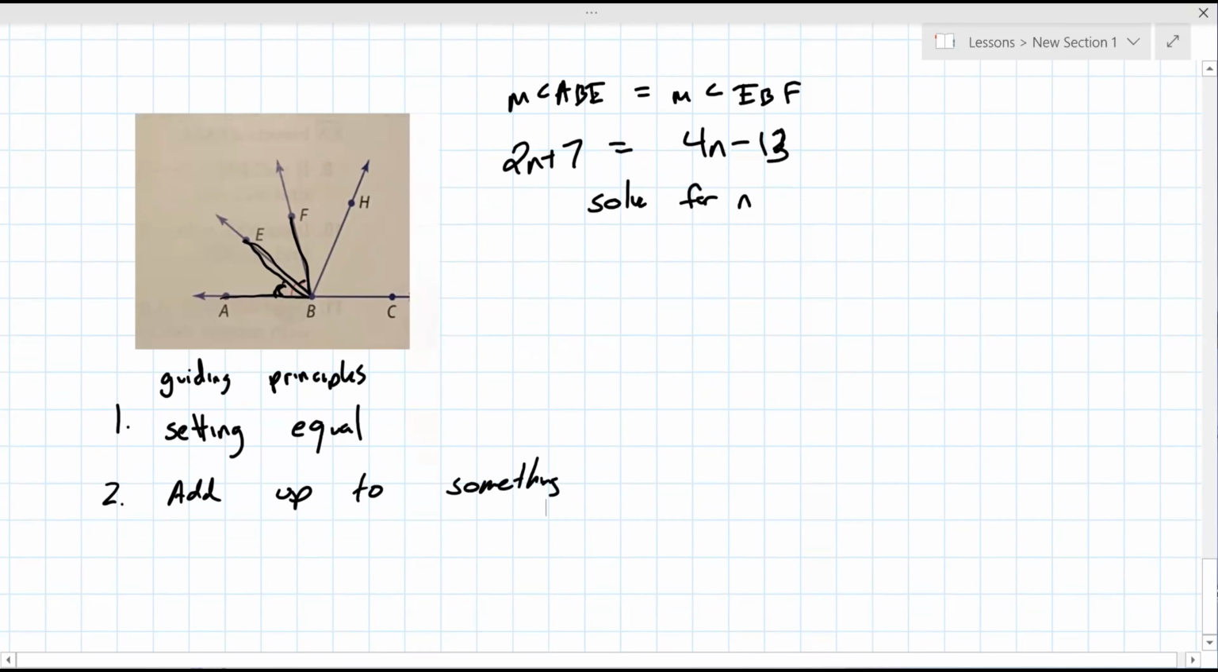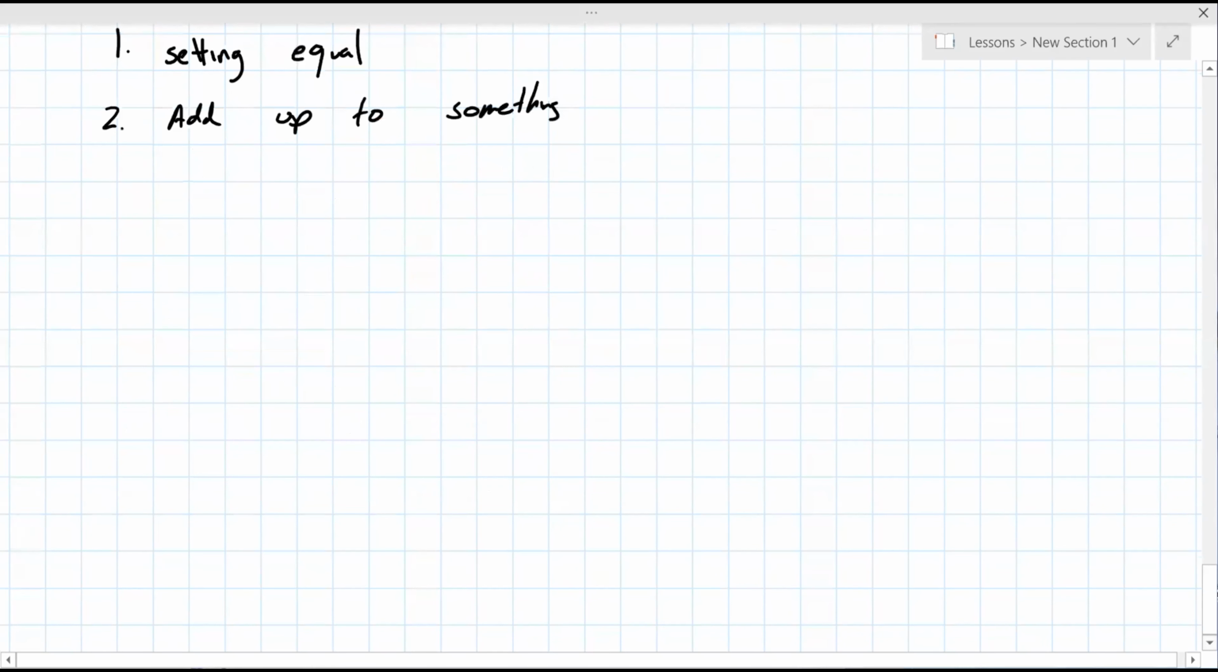So let's take a look at 40. 40 says E to B to C is equal to 31A minus 2, and E to B to H is 4A plus 45. Find the measure of angle H to B to C. So we'll have to copy in the picture again. You end up doing a lot of copying in this.